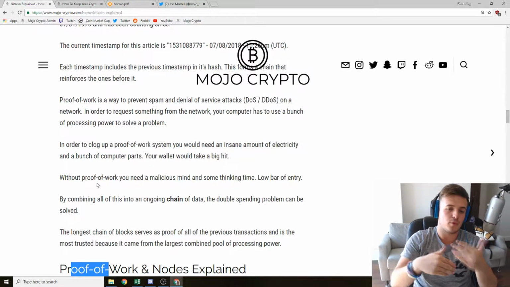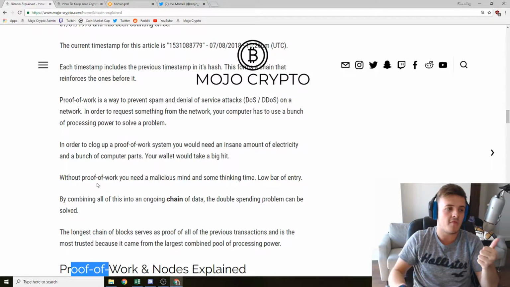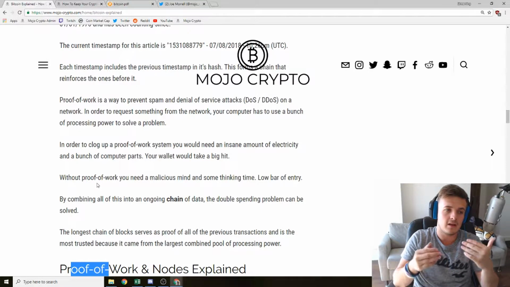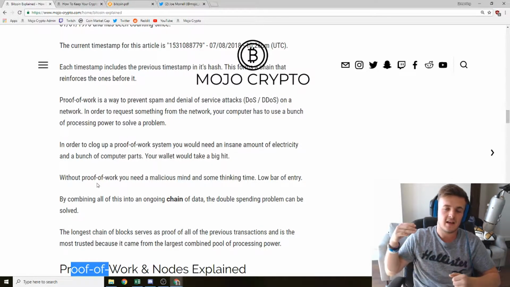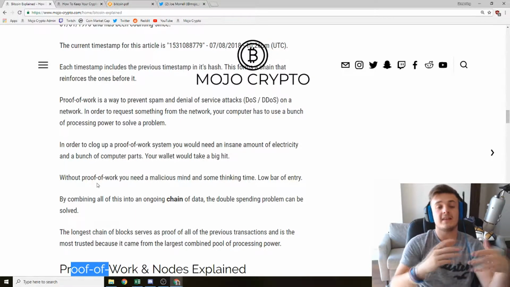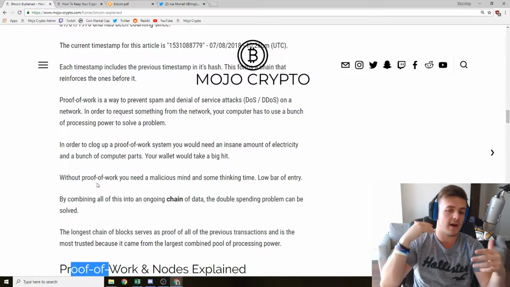But basically, proof of work means you have to solve a problem, which requires a lot of electricity and a bunch of computer parts. In order to solve a proof of work problem, you need a computer, and computers are not cheap. The harder the proof of work is, the more processing power you need, so the better computer you need. And it requires a ridiculous amount of electricity to run this as well. So basically, proof of work requires a lot of money.